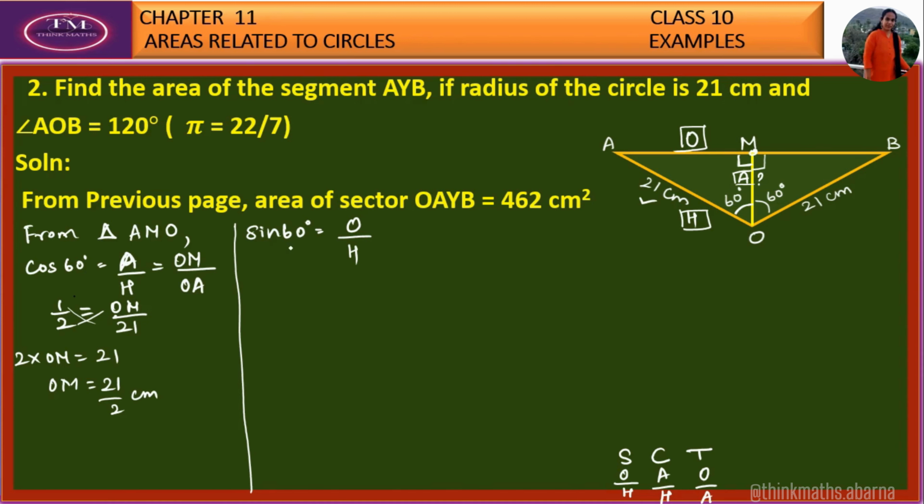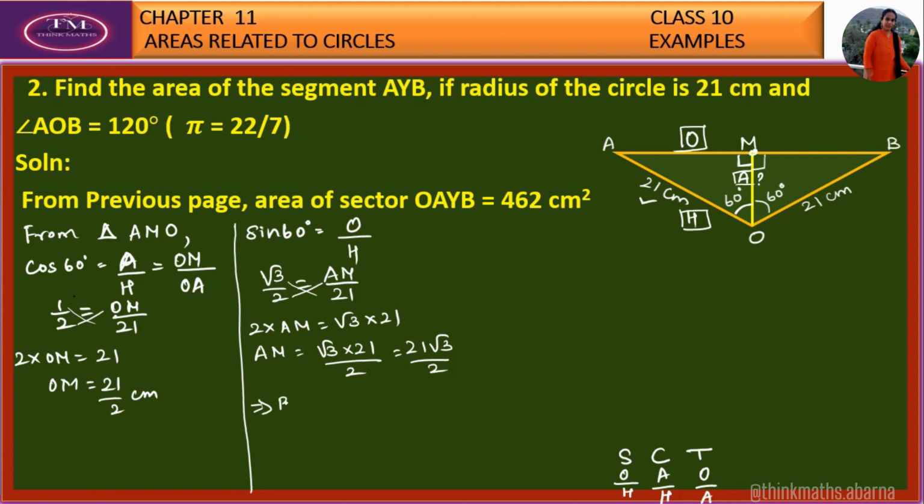I am going to use sine 60 degree. So sine 60 is root 3 by 2. Opposite side is AM. Hypotenuse side value is 21. So root 3 by 2 equals AM by 21. Cross multiplying, 2 into AM equals root 3 into 21. So AM equals root 3 into 21 divided by 2. So we can write it as 21 root 3 by 2. AM and MB are equal, so this means BM will also be 21 root 3 by 2.